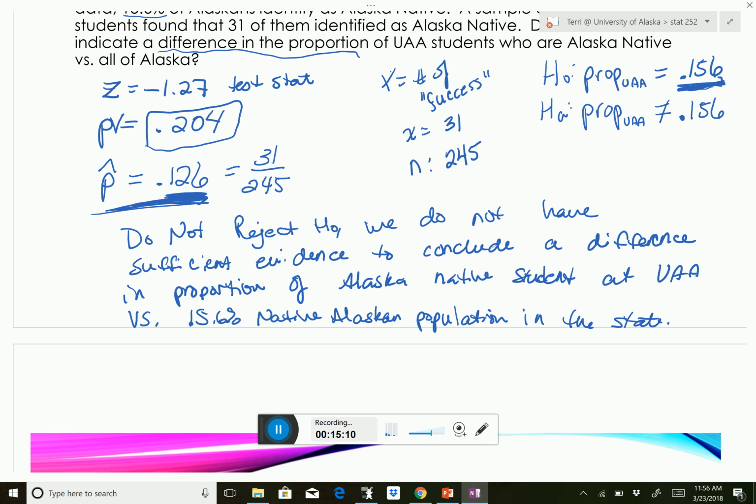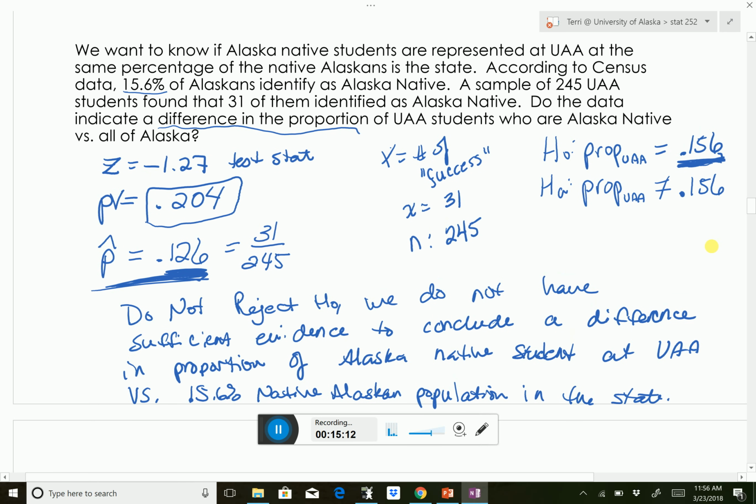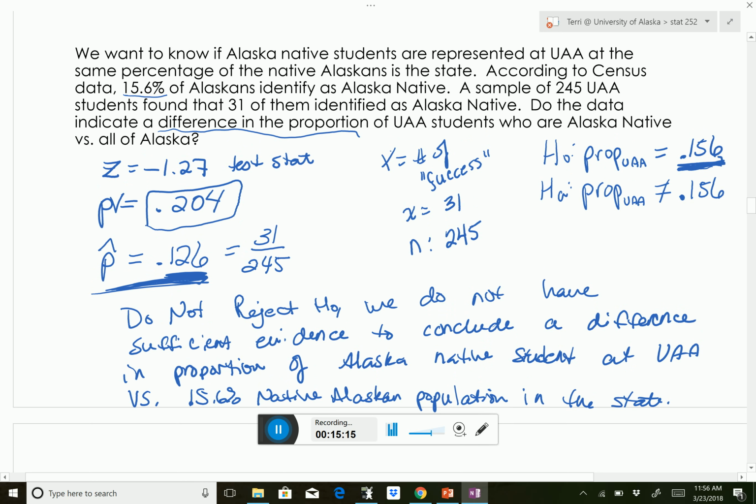So, I want to make sure, did we violate any assumptions here? Remember that N times P naught, this is our P naught, has to be more than 5. Would 15% of 245 be more than 5? Yeah, definitely. I don't even have to figure that out to know that. So I'm not too concerned about it. And I know, of course, the opposite will be. So 85% or 84% will definitely be more than 5 as well. So I don't have to worry about that there.